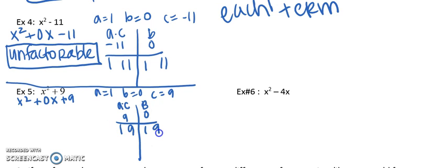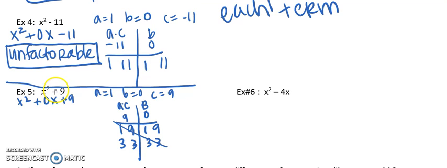1 and 9 won't work because they subtract to give you 8 and add to give you 10. And then the only other option is 3 and 3. Well, it's got to multiply to give you positive 9, so these would both have to be positive or both have to be negative. And in any case, if it was 3 plus 3, it'd be positive 6, not 0. And if it was negative 3 plus negative 3, it'd be negative 6, not 0. So there's nothing that works.